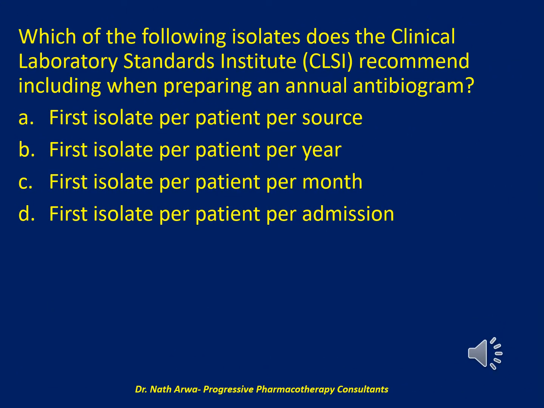And the next question reads, which of the following isolates does the Clinical Laboratory Standards Institute (CLSI) recommend including when preparing an annual antibiogram? Is it A, first isolate per patient per source, or B, first isolate per patient per year, or C, first isolate per patient per month, or is it D, first isolate per patient per admission? I will give you 10 seconds to choose the correct answer to this question from the listed options.